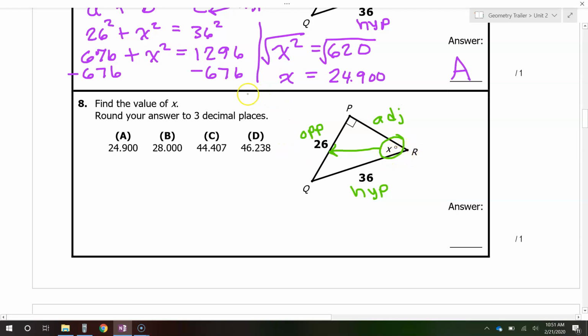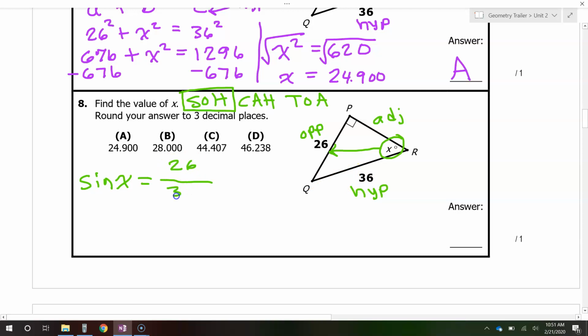So now it's time to think in terms of Sohcahtoa. Which one am I going to use? Well, look at the two sides that we are given, 26 and 36. That is opposite and hypotenuse. So that means the sine function, because sine is opposite over hypotenuse. Okay, so let's write down sine. Sine of the angle we circled, which is x, is equal to opposite over hypotenuse. So that's 26 over 36.